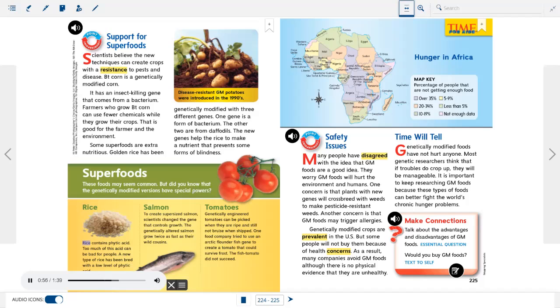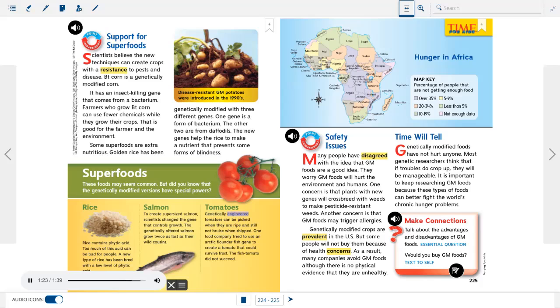Rice. Rice contains phytic acid. Too much of this acid can be bad for people. A new type of rice has been bred with a low level of phytic acid. Salmon. To create supersized salmon, scientists changed the gene that controls growth. The genetically altered salmon grow twice as fast as their wild cousins.